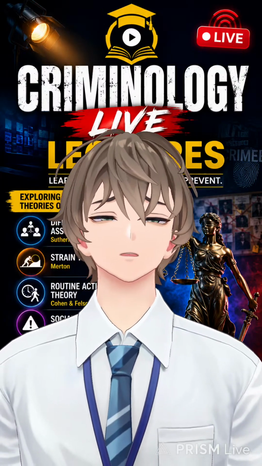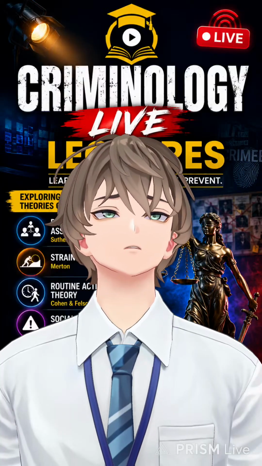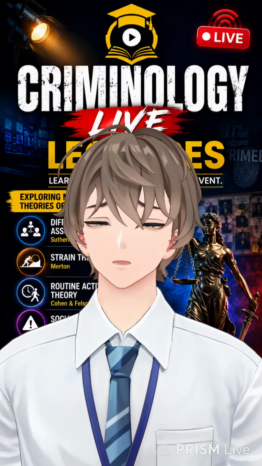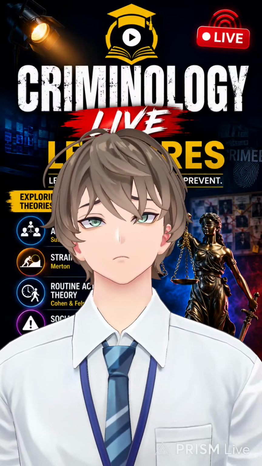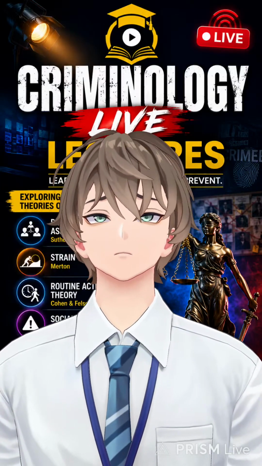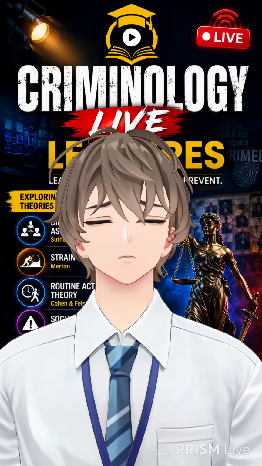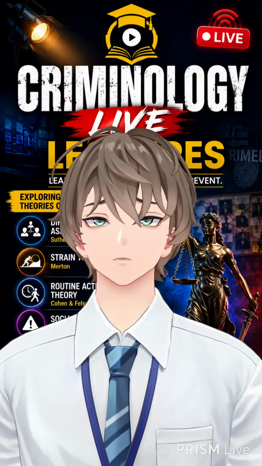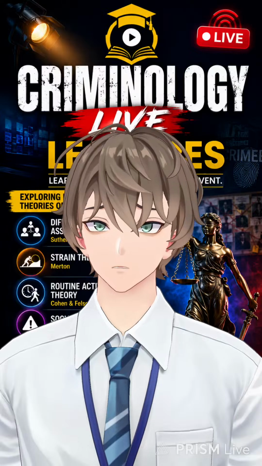Then definitely routine activity theory, again I mention it, where crime occurs when a motivated offender, suitable target, and absence of capable guardian come together. So routine activity theory is one of the most important theories of criminology. If anyone is studying criminology and going in depth into it, routine activity theory is one of the key pillars of criminological theories.